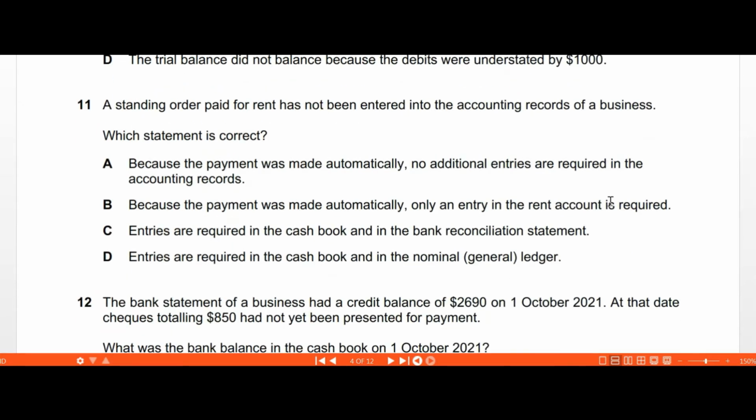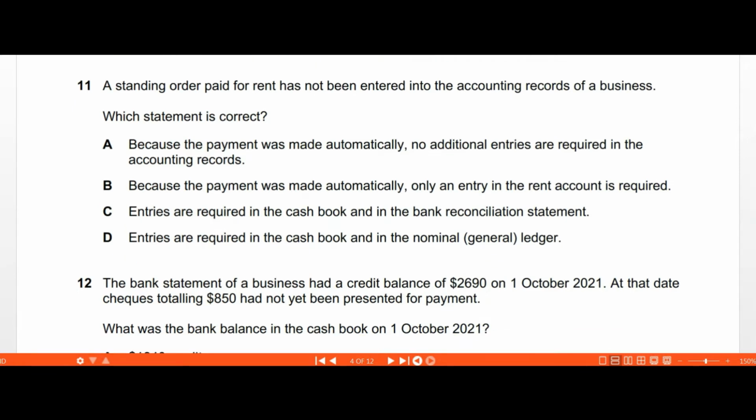Moving on to question number 11. A standing order paid for rent has not been entered into the accounting records of the business. We know a standing order is an instruction given to the bank to make any fixed payment on a monthly basis. So most of the time it is recorded in the bank statement, but we may not remember it, and it is not recorded in the cash book. So which statement is correct? Part A, because the payment was made automatically, no additional entries were required in the accounting records.